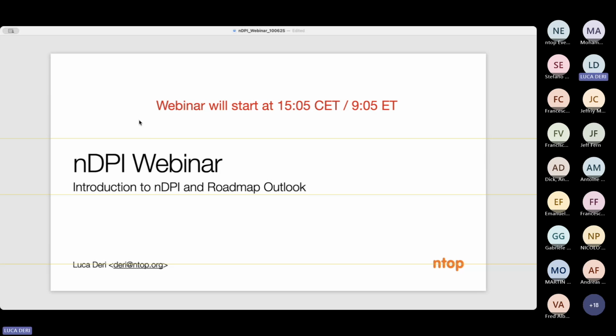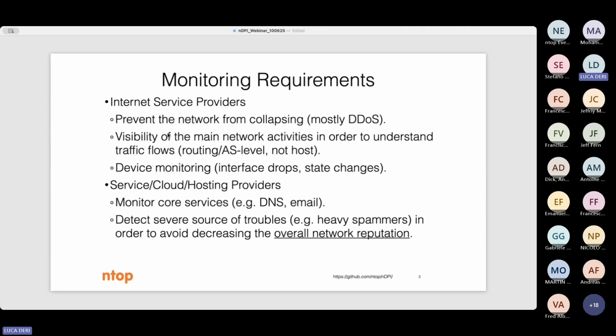Today we'll be talking about nDPI. That is the cornerstone of many nTop applications, but that is not known by many people. Let's go deep on this subject.